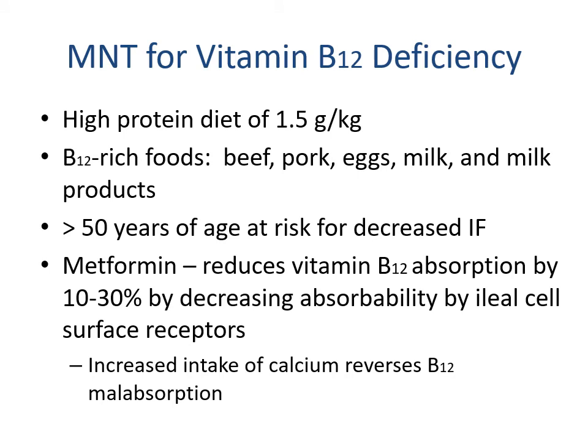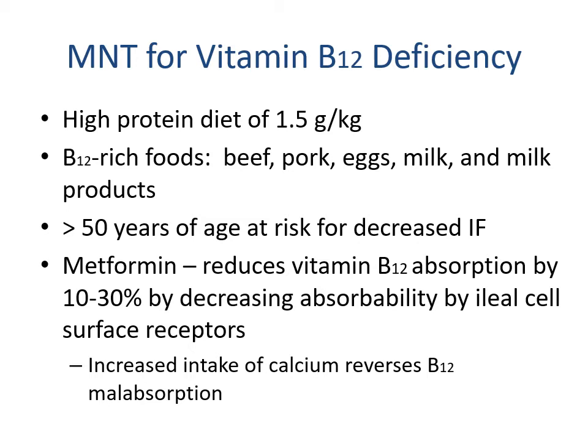So looking at the nutrition therapy for B12 deficiency, we want to focus on a high protein diet of 1.5 grams per kilogram, as again, typically B12 rich foods are also high in protein. They go together. So this is things like beef, pork, eggs, milk, and milk products. And so those over the age of 50 are at risk for decreased intrinsic factor, where again, even if you're taking in the B12, they may still have issues.